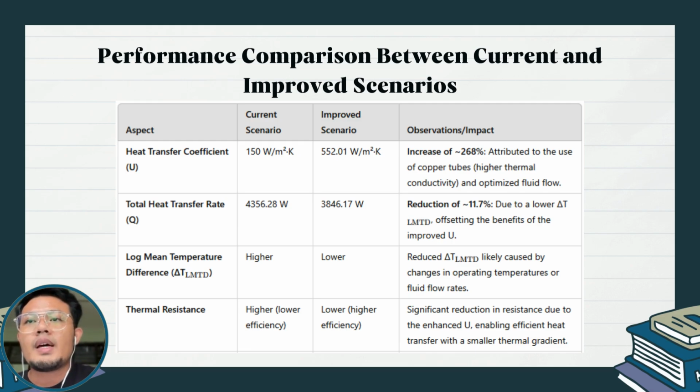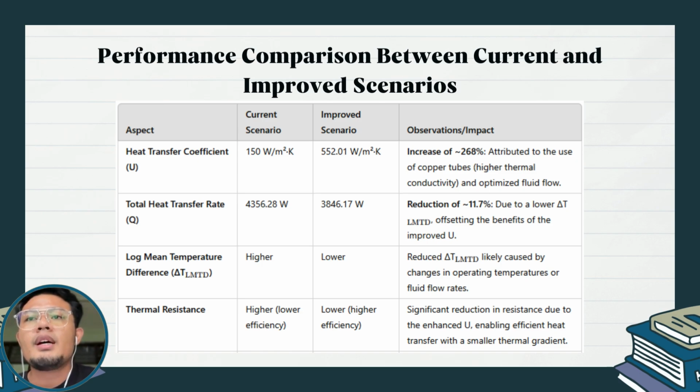Okay, the second one is the total heat transfer rate. In the current scenario we have 4356.28 watt, and in the improved scenario we have 3846.17. This is a reduction of 11.7% due to a lower log mean temperature difference (LMTD), offsetting the benefits of the improved U.